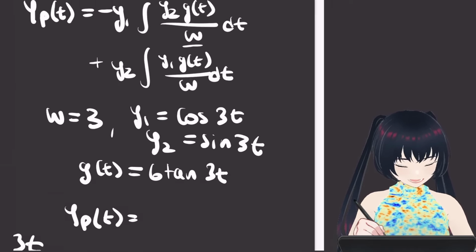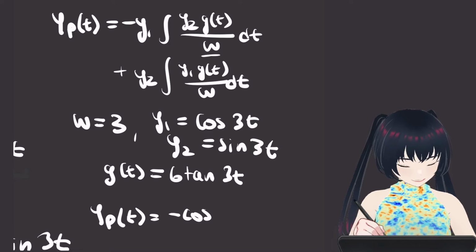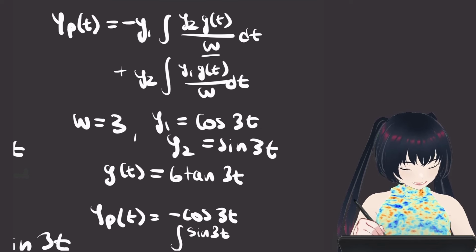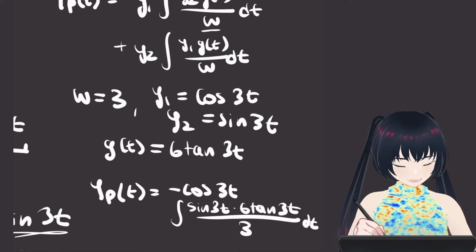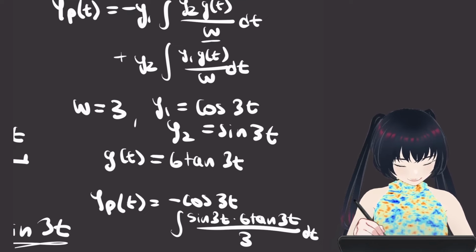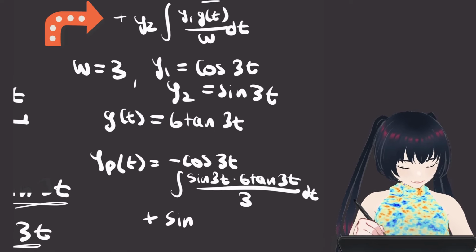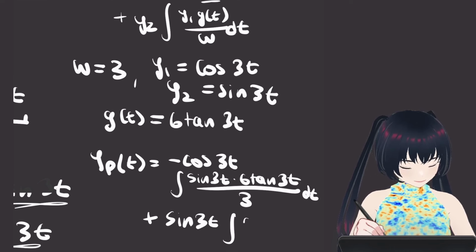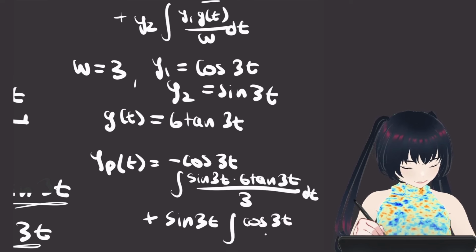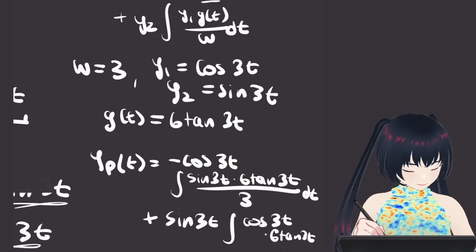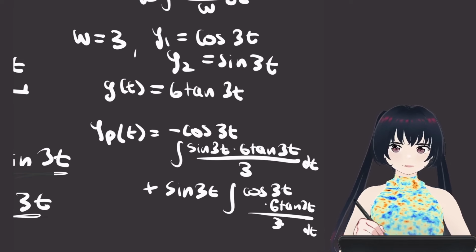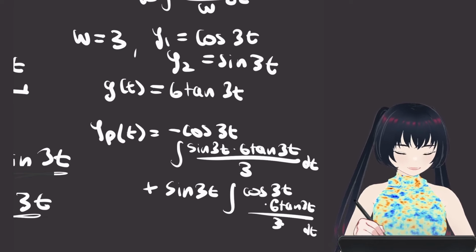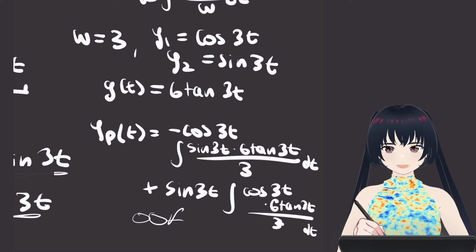All we got to do is plug and chug. So negative cosine 3t times the integral of y2 times 6 tangent 3t over the Wronskian, which was just 3. So that is this expression here first. Then the second expression, sine 3t times the integral of cosine 3t times 6 tangent 3t over 3 dt. And that is our particular solution. Now this is absolutely crazy and still looks absolutely abysmal to solve.